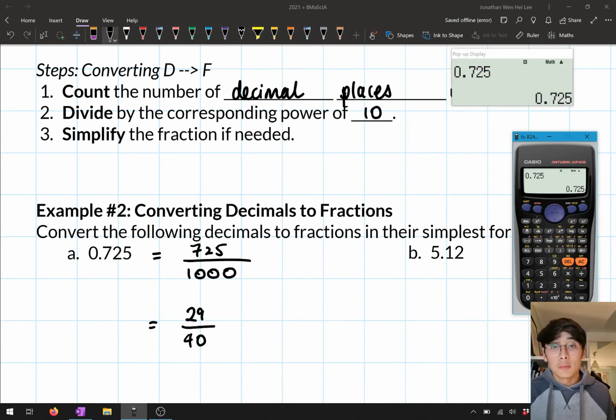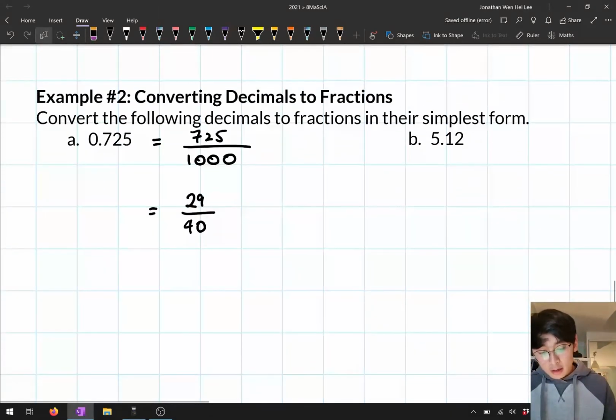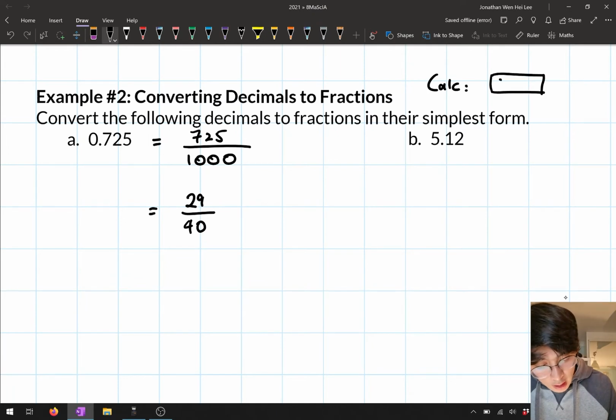0.725, and I'm going to press equal. And so now my number pops up on my calculator. There's a button on my calculator that converts between my decimal and my fraction form. And this button, if you want to use your calculator, is this one. So calculator, we're going to use this button that looks like S, a two-sided arrow, and D.